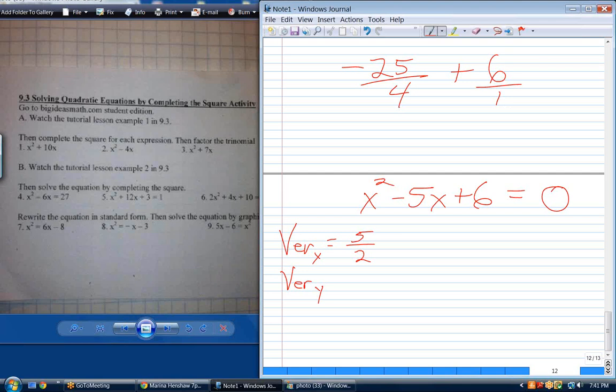What do I have to do to 6 over 1 in order to give it a denominator of 4? And remember, I can only multiply this by the number 1. Multiply by 1/4? No, I can only multiply it by the number 1.